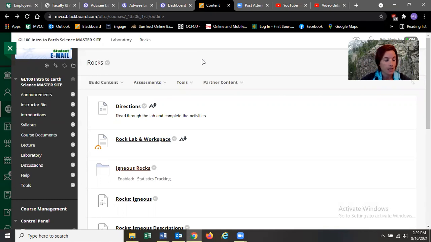Or if you want to come to campus and use the on-campus rocks and minerals, you are of course more than welcome to do that. There is a toolbox in each library on each campus that is filled with rock specimens that you can use to study from. Okay, so that's what I have for you today.